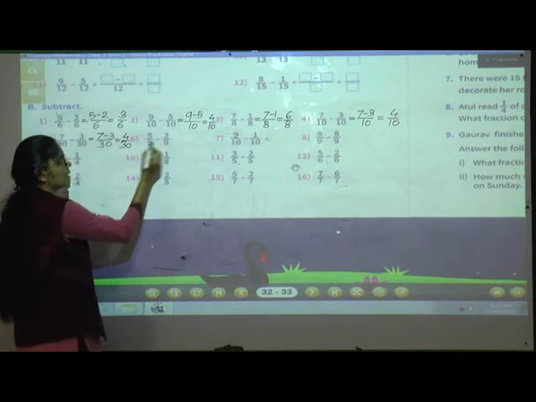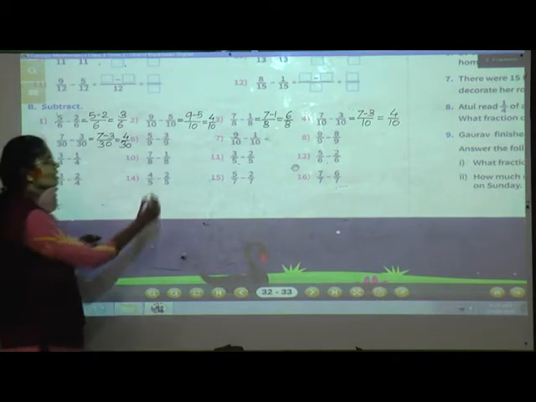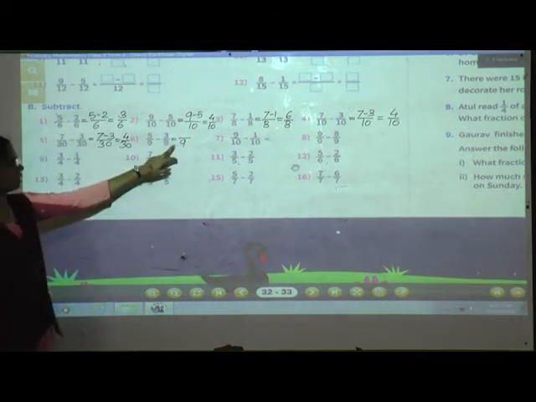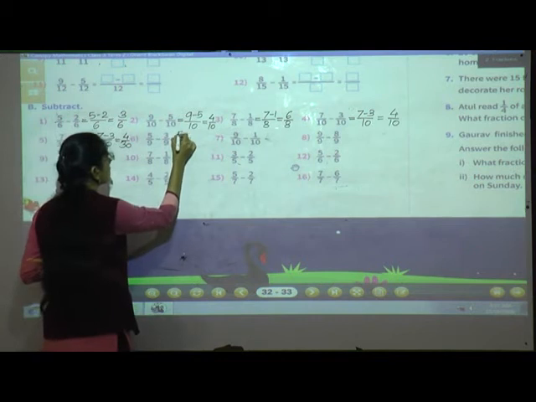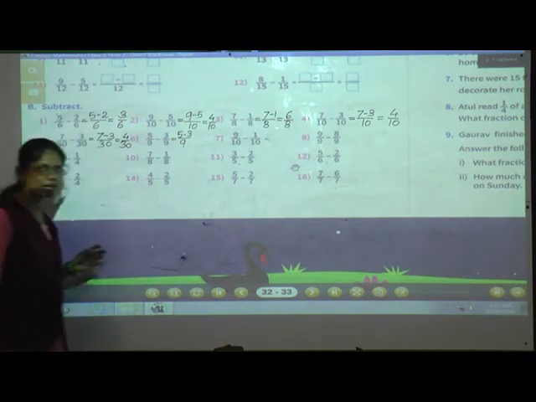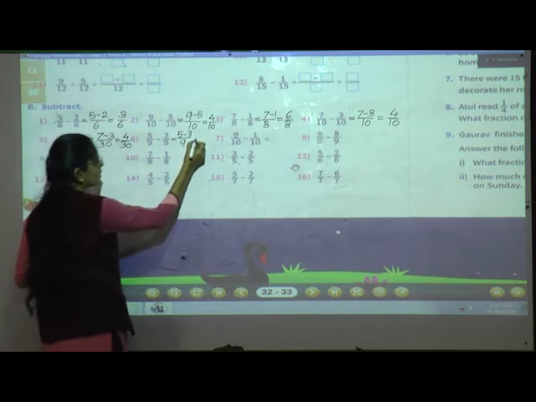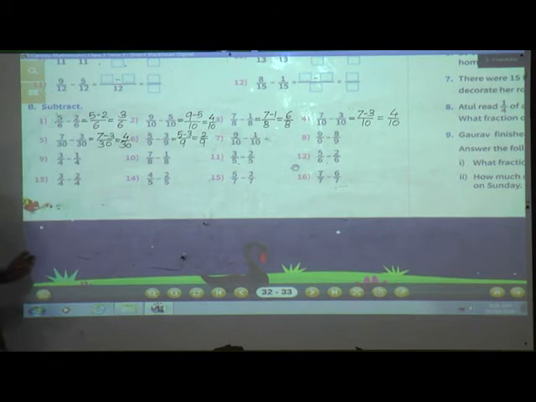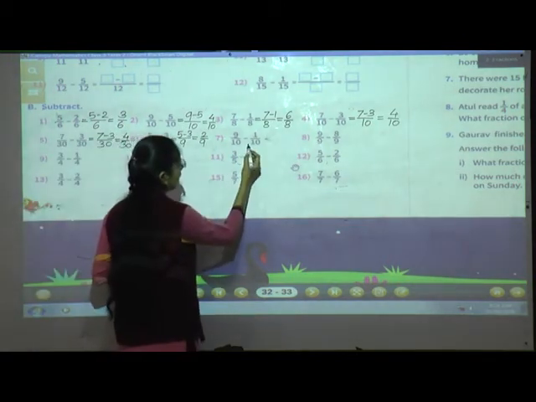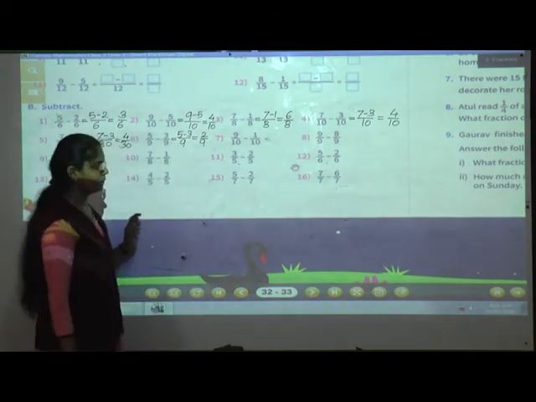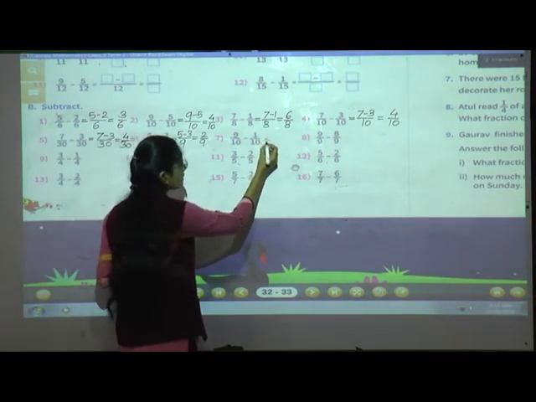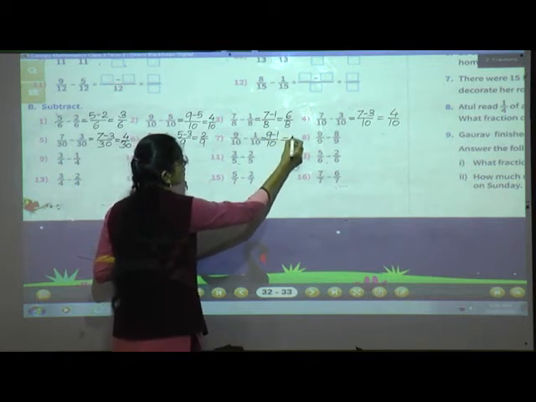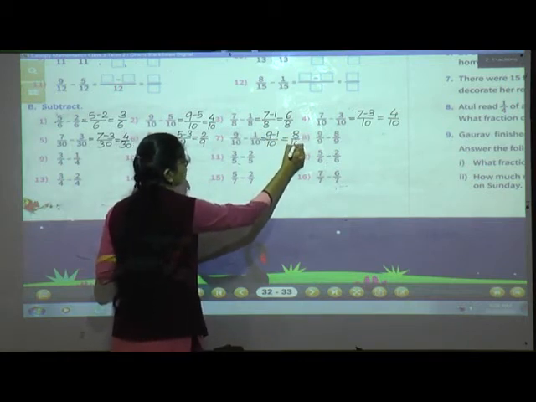5 by 9 minus 3 by 9 is equal to, denominator will remain the same, so we'll write here 9 first and then 5 minus 3, means 5 minus 3 by 9 is equal to 5 minus 3, 2. So the answer is 2 by 9. Next, 9 by 10 minus 1 by 10. Now 9 by 10 minus 1 by 10 is equal to 9 minus 1 by 10 is equal to 9 minus 1, 8. 8 by 10.